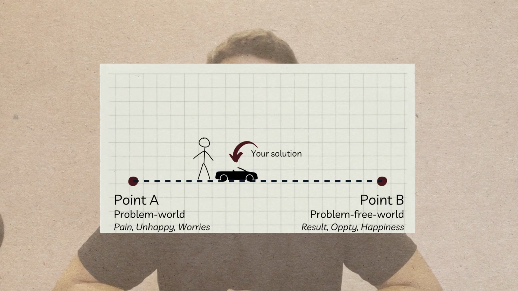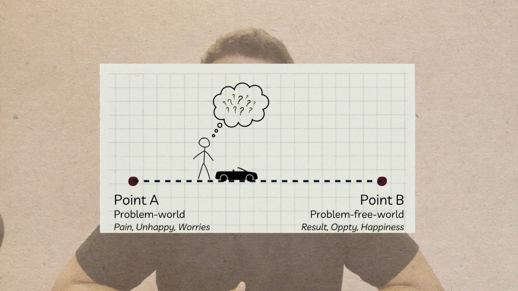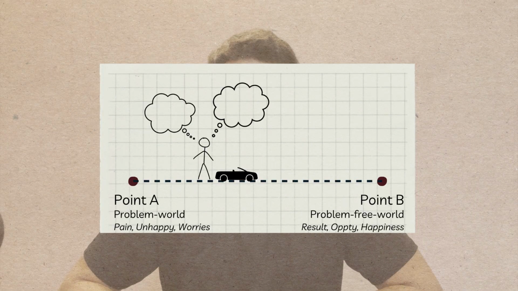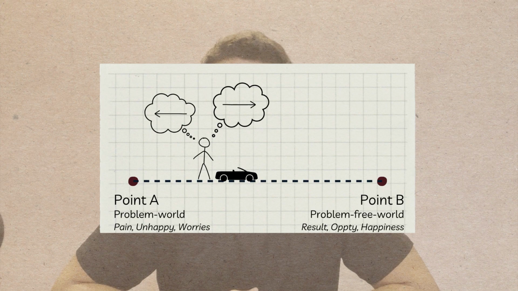You have the solution to their problem, but they are not sure if your solution is the right one. And it's at this point that they have 2 thoughts in their head. These thoughts are acting like forces, moving them in 2 different directions. One thought says that they want to be problem-free, and the other thought just wants to keep them safe, asking them to stay where they are because they're not quite sure if the solution that you have is the right one.